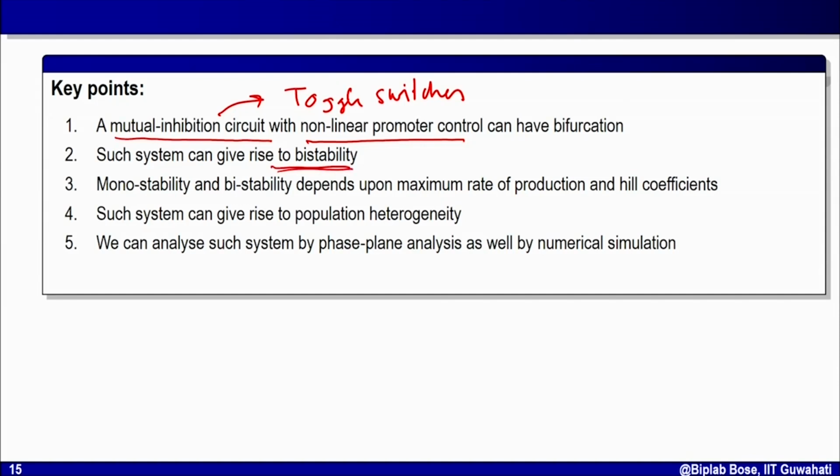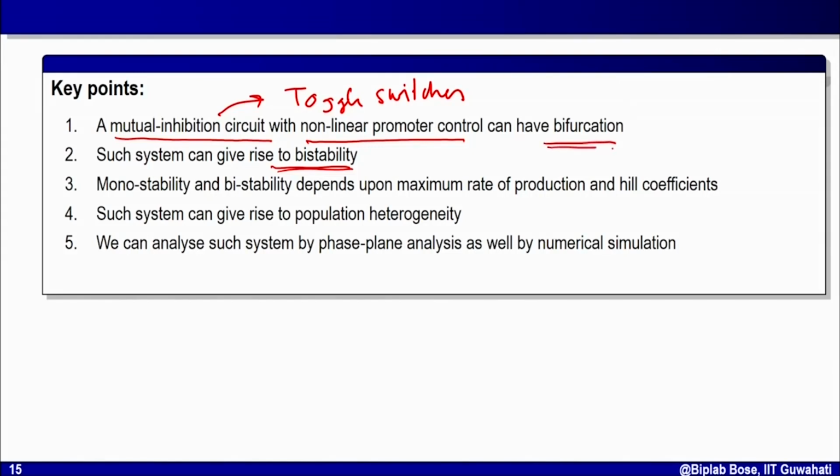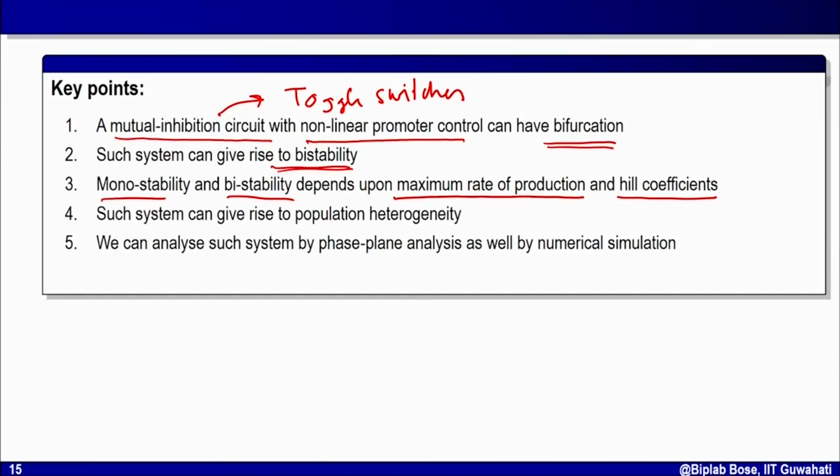If you change the value of the rate of production of the protein and the nonlinearity in the promoter, that is, changing the value of the Hill coefficient, then from a bistable system I can have a monostable system. That means the system has bifurcation. This choice of monostability and bistability will depend upon the maximum rate of production and the Hill coefficient. Hill coefficient is a measure of nonlinearity in the system. And as a bistable system can give rise to bimodal population behavior, we can expect that such a system can give rise to population heterogeneity.